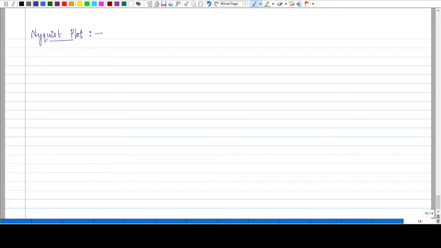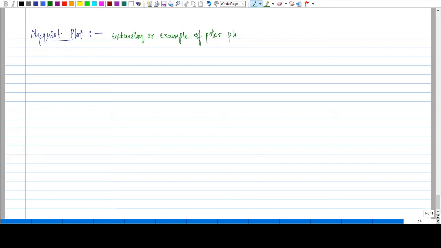So in this video, we will understand the next part, that is the Nyquist plot. The Nyquist plot is an extension of polar plot. It is an extension or an example of polar plot.